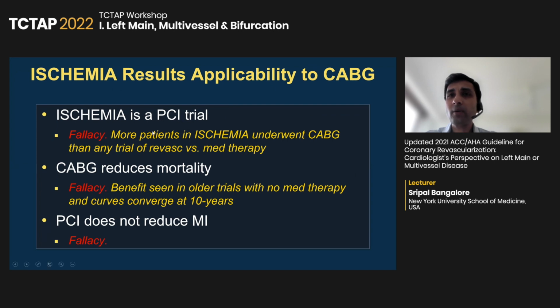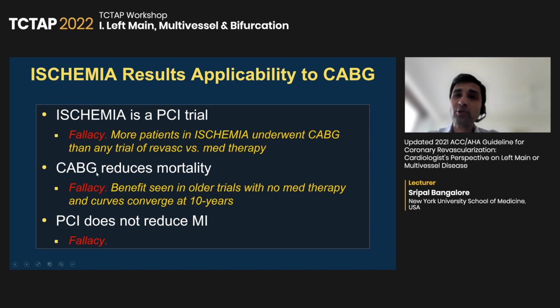But I must point out that if you look at revascularization versus medical therapy trials, there were over 500 patients who underwent CABG in ISCHEMIA, and that actually far exceeds any of the individual trials that I showed, which were done in the 80s comparing CABG versus no CABG. So in fact, more patients in ISCHEMIA underwent CABG than in any trial of revascularization versus medical therapy.